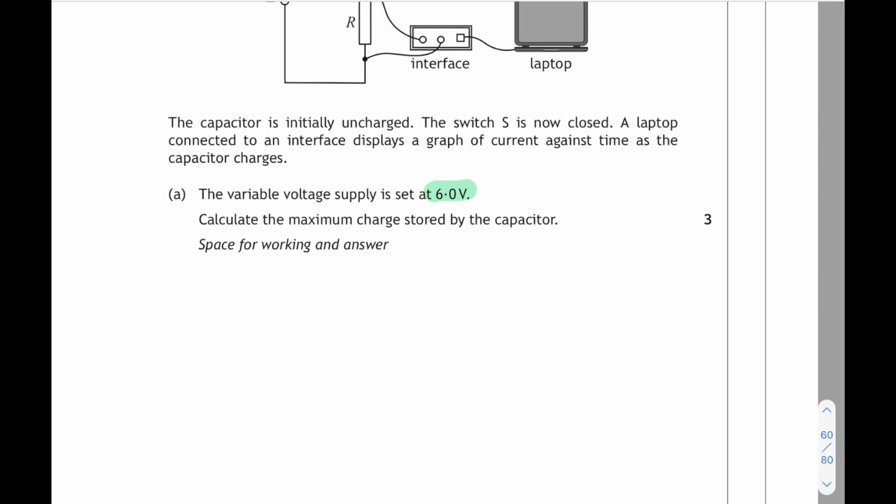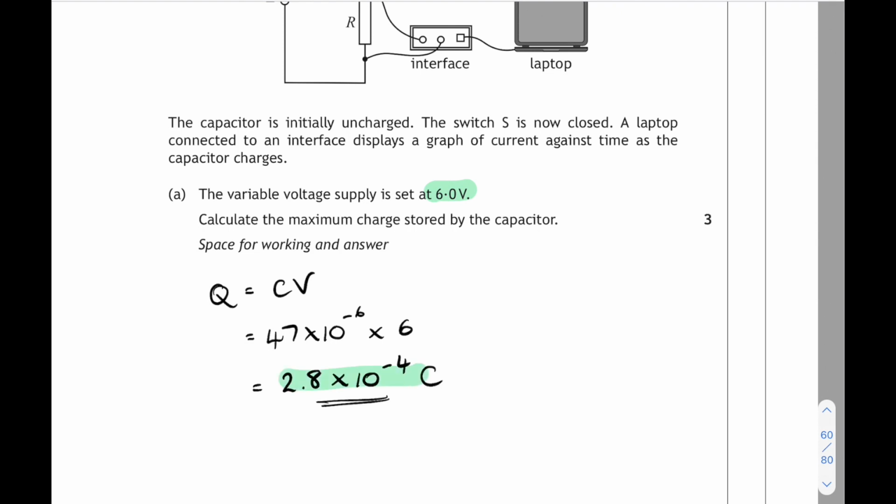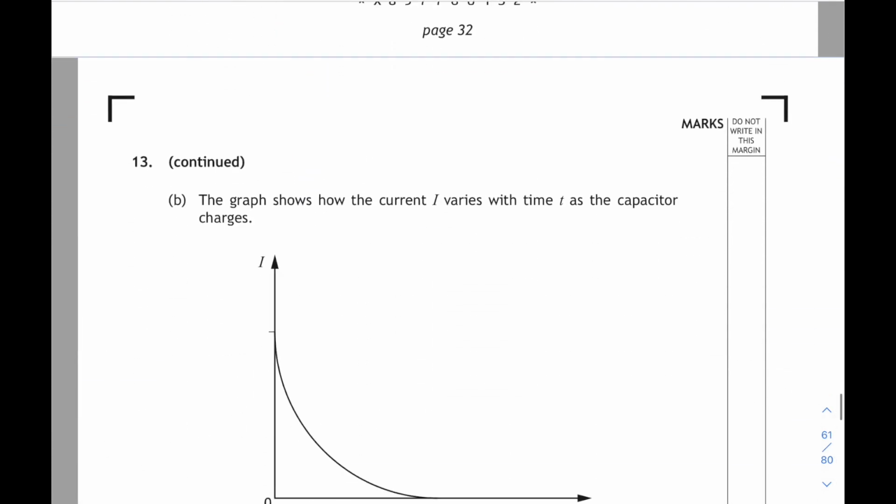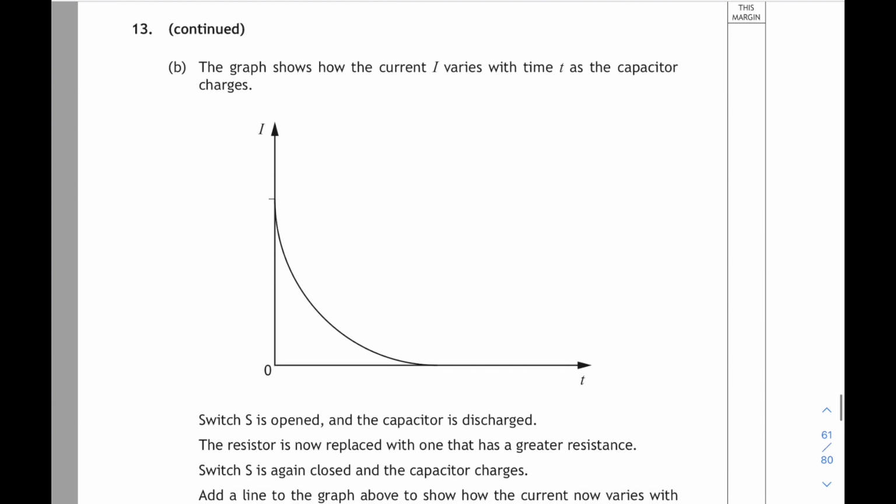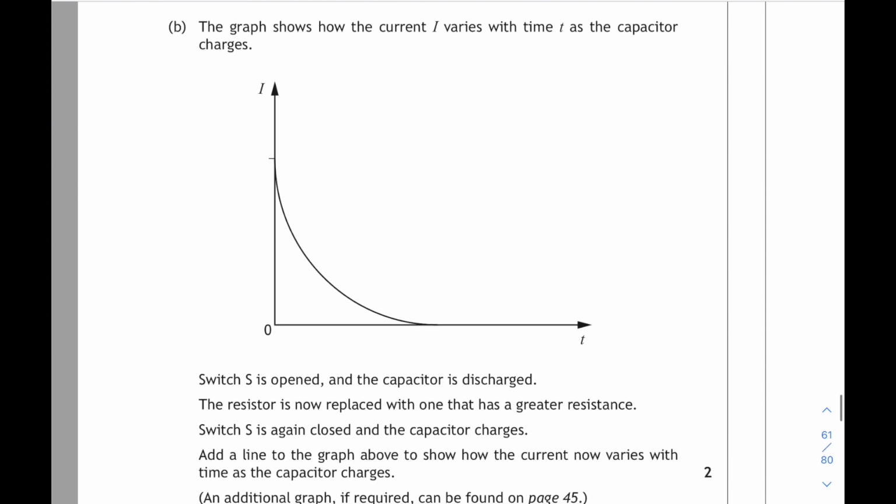Let's go straight to the relationship sheet then, and we're going to choose Q equals CV. That's the relationship that links charge, capacitance and voltage. We know it's a 47 microfarad capacitor, and the variable voltage supply was set at 6 volts. So C times V gives us the charge stored at that voltage of 2.8 times 10 to the minus 4 coulombs.